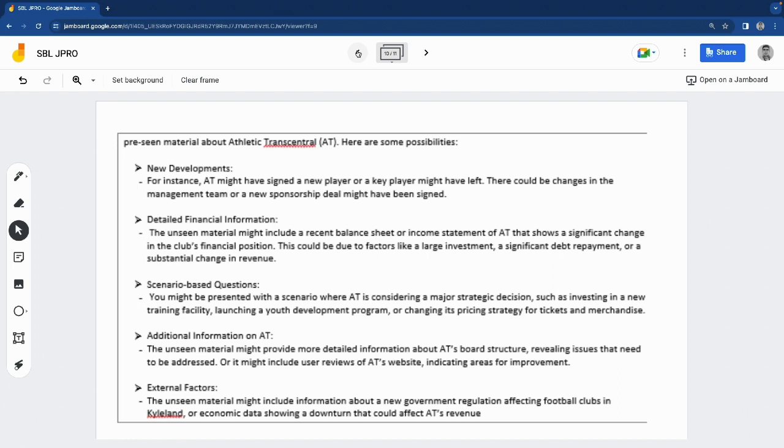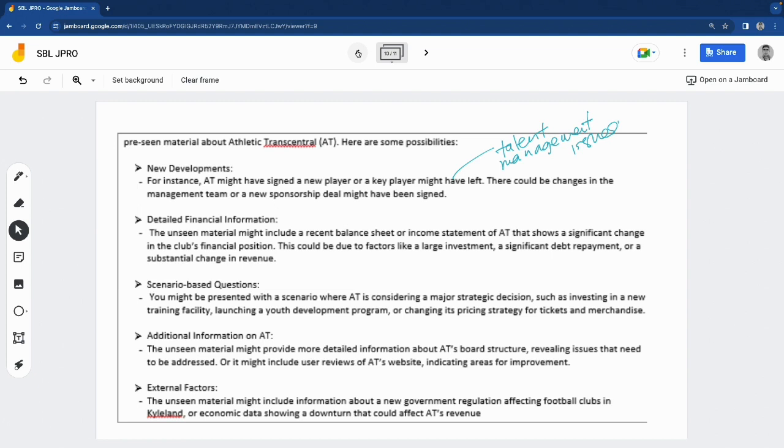Let's look at the idea of new development. Okay, 80 might sign a new player, a key player might have left. Okay, you already know that there is something called talent management issues. Now, players going and coming out is a normal aspect of the business. Just remember, normal aspect of the business. So it is not a big issue for the company.